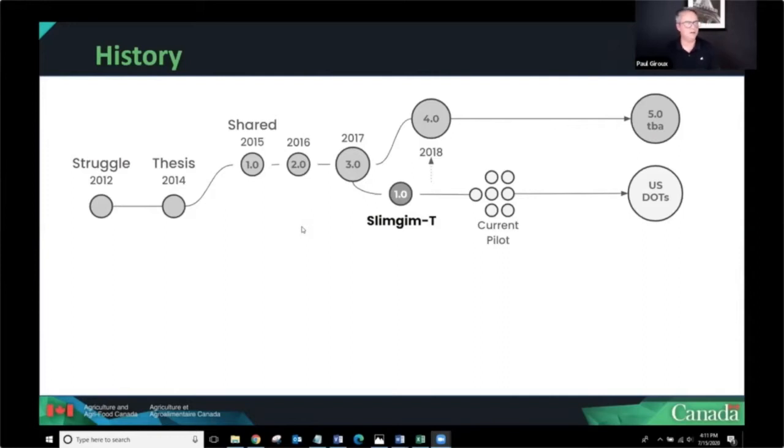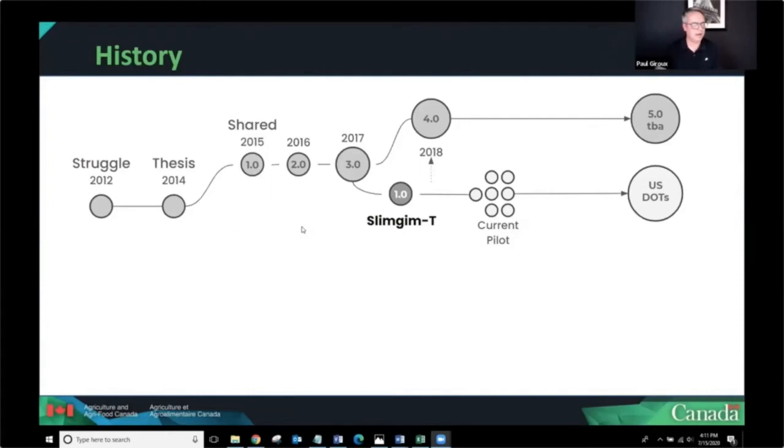In 2018, an interesting thing happened. The Highway Administration and the DOTs, a bunch of them, decided that they wanted to have a maturity model that they wanted to use across the US. And so they've adopted SLIMGIM and they've fine-tuned it.